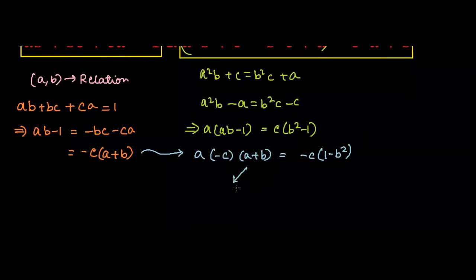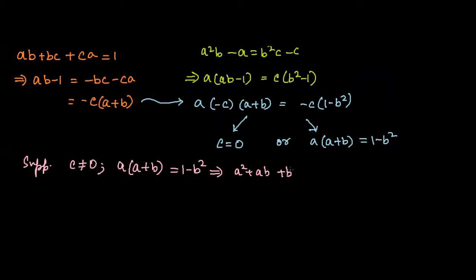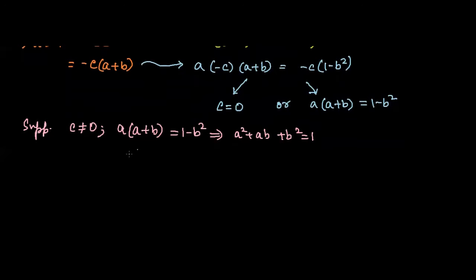Now from here, I can say that C is equal to 0, or we can say that A times (A plus B) is equal to 1 minus B squared. Now, let's first suppose that C is not equal to 0. Then we can say that A times (A plus B) is equal to 1 minus B squared. It's nothing but A square plus AB plus B square equals 1. Simplify this and take B minus B square to the left hand side.